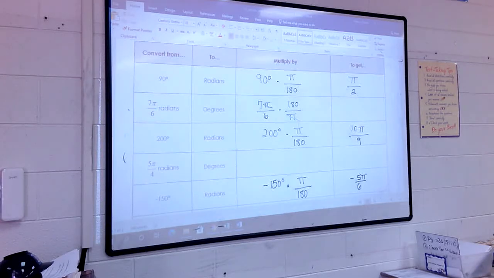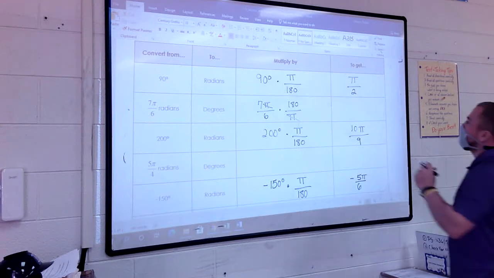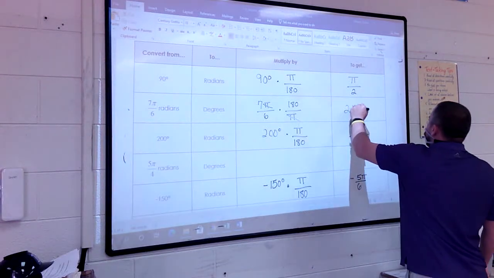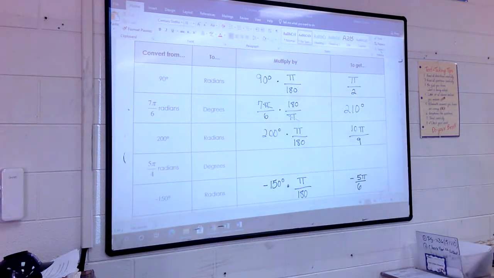So what's 7/6 times 180? 210. So it's 210 degrees. So if you notice, you're never putting pi in the calculator in any of these.